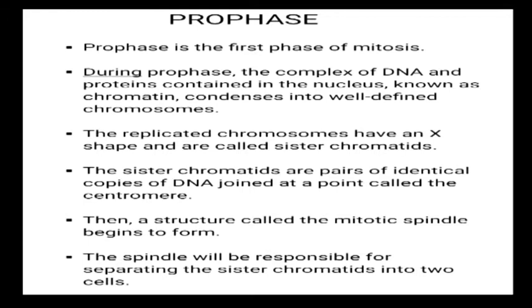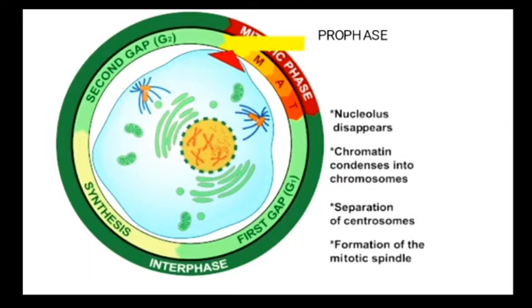In the prophase, the mitotic spindle begins to form. This mitotic spindle is responsible for separating the sister chromatids into two cells. Here is a picture of prophase.